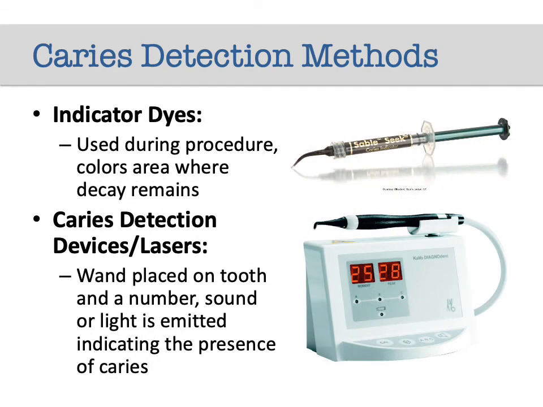We also have some more high-tech things we can use to detect caries. There are indicator dyes, which are used during a procedure, and any areas that are dyed or pick up the color are areas where decay remains because the decay absorbs the dye. Caries detection devices or lasers use a wand that's placed on the tooth, and a number, a sound, or a light is emitted through the device, indicating the presence of caries. Typically, the way that these machines work is that they're assessing the composition of the enamel and how dense it is.